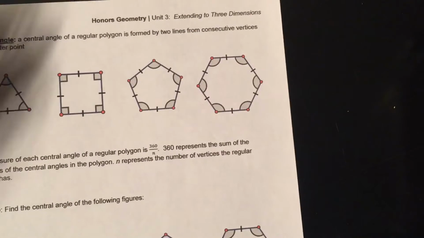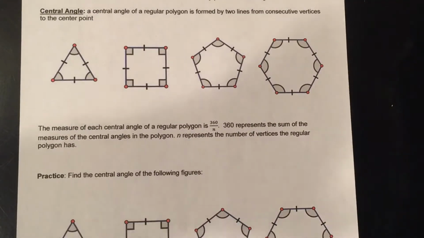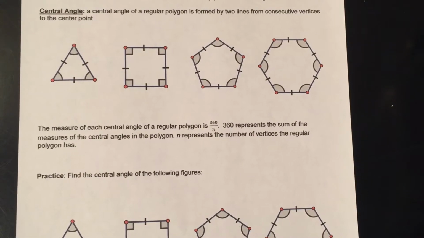So you turn over, it says central angle. This is actually part of how we're able to find the area of a polygon. The central angle of a regular polygon is formed by two lines from consecutive vertices. Down here it says the measure of each central angle of a regular polygon is 360 divided by n. And 360 represents the sum of the measures of the central angles in the polygon, and n represents the number of vertices the regular polygon has.